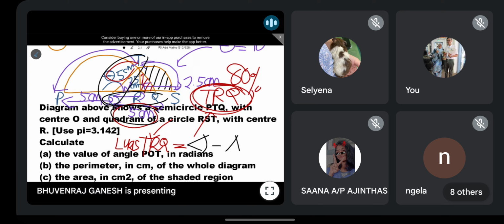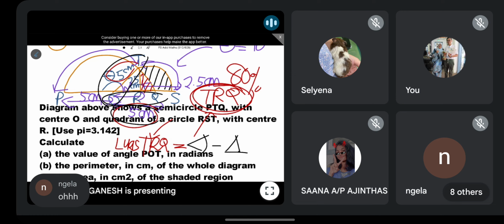So basically, macam mana kamu boleh dapat luas TRQ adalah kamu ambil luas sektor TOQ, you take the area of sector TOQ minus with segitiga TOR. Kamu tolak segitiga TOR, kamu akan dapat TRQ. Okay guys? So this is the concept.